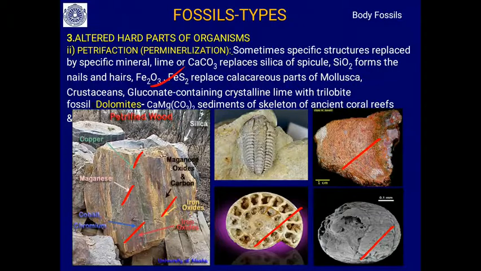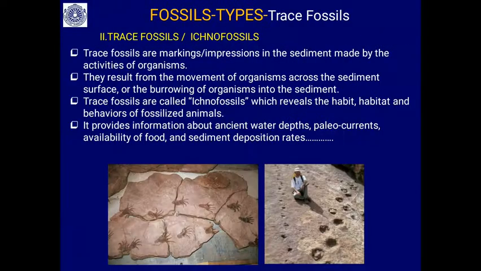So there are dolomites, that is the magnesium calcium carbonate sediments, they form the ancient coral reefs. So similarly you can see the glauconite, they are nothing but containing crystalline lime with the trilobite fossil. So this type, you can see where the mineralized salts replace the original organic matter.